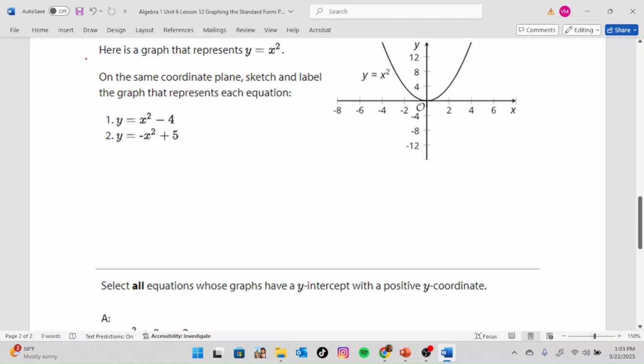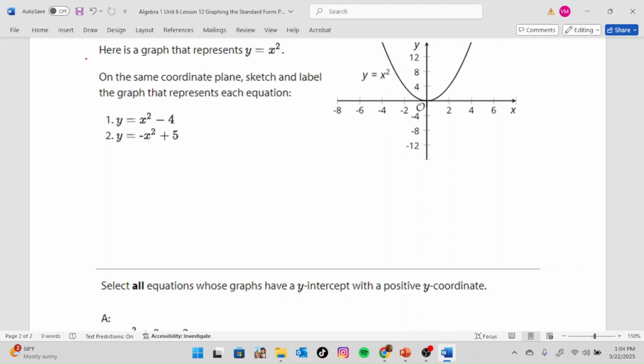Our next practice problem says here is a graph that represents y equals x squared. As you can see, this is our generic quadratic equation resulting in a parabola that opens upward with its vertex at the origin, 0, 0. On the same coordinate plane, they want us to sketch and label the graph that represents each equation.